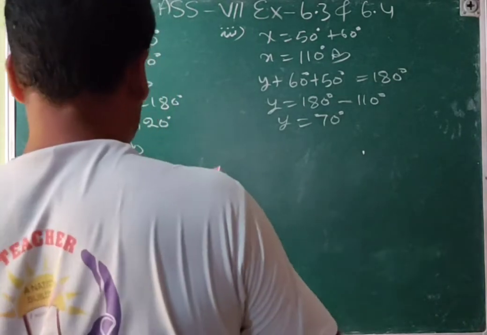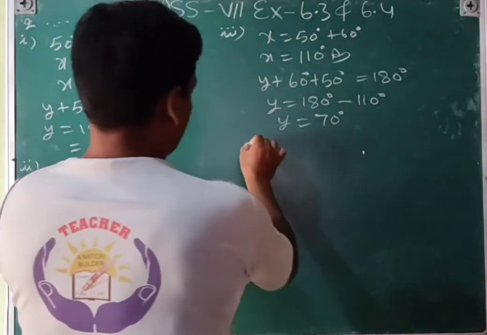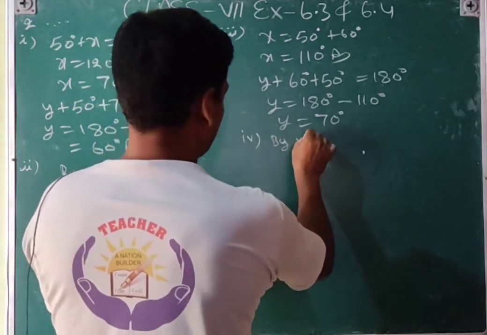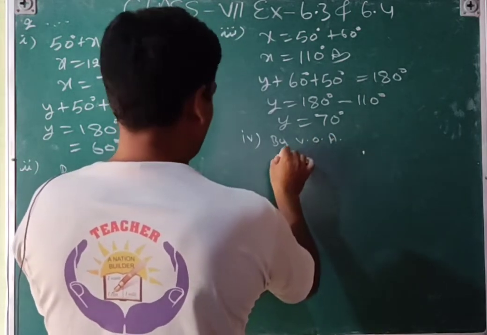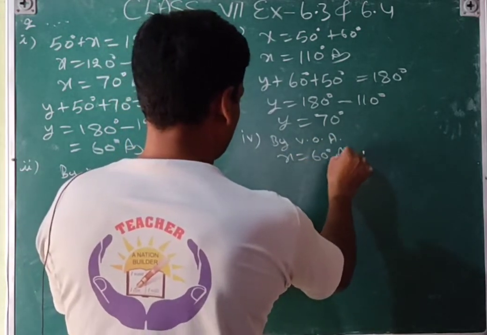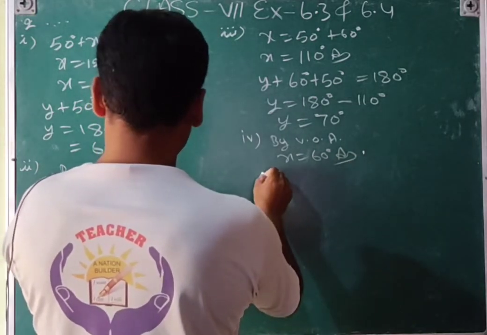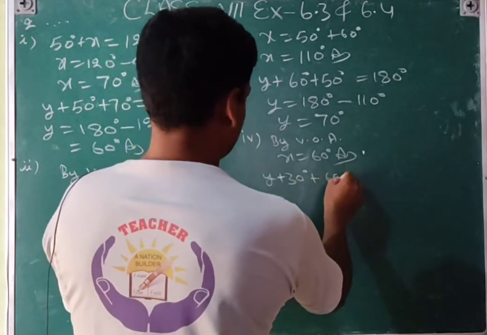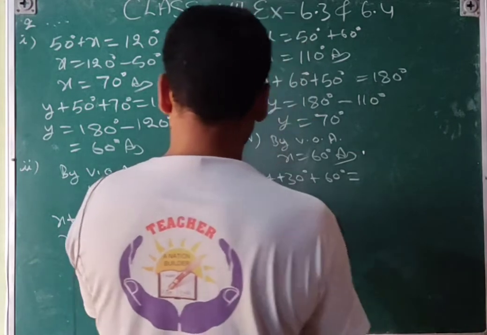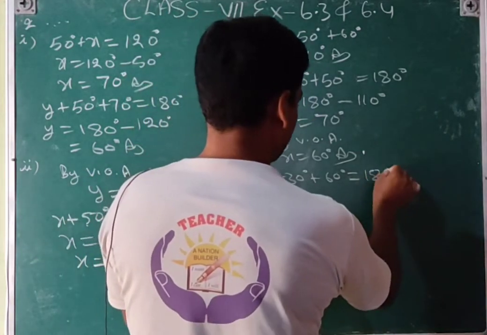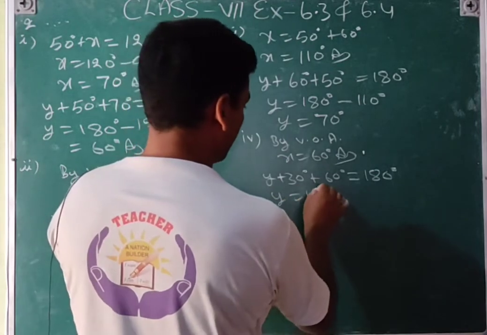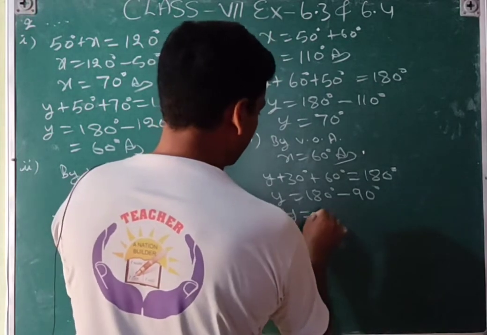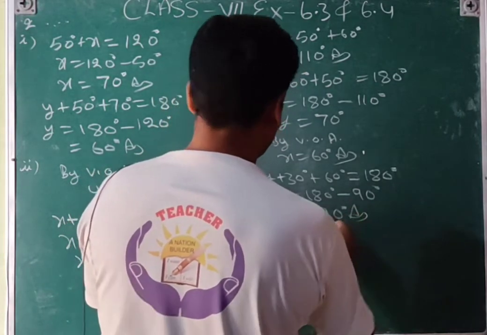And then the fourth part: by the vertically opposite angle, x is equal to 60 degrees. That is the answer. So by the sum of angles of a triangle, y plus 30 degrees plus 60 degrees is equal to 180 degrees, the sum of angles of a triangle property. So y is equal to 180 degrees minus the sum of these, 90 degrees. So y is equal to 90 degrees. Answer.